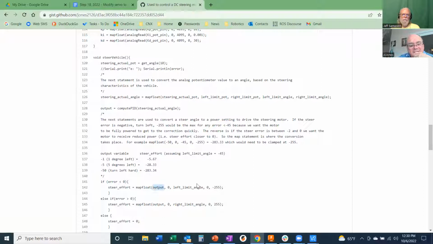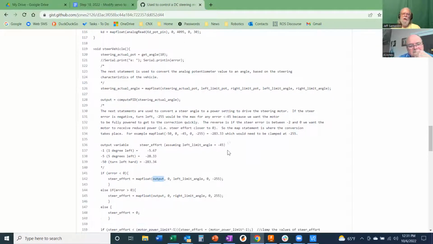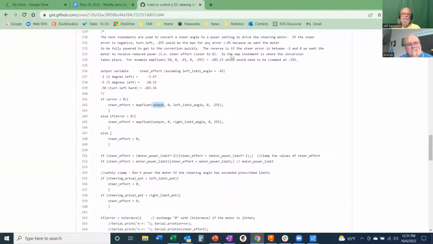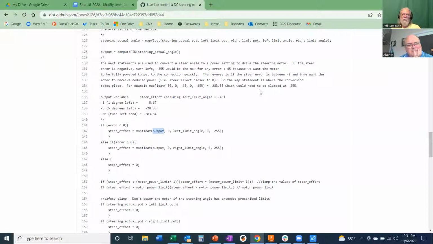Well, I mapped it. And my other point is you shouldn't map that. Don't map that to anything. That is, you take output and slam it into the motors. When you start mapping it, you're just adding more. You're working around the PID by doing that. So you just want to say output equals compute PID steering, and then clamp it at plus or minus 255 so the function doesn't complain. And then say if it's greater than 0, go one direction. If it's less than 0, go the other direction. So I'm not sure what all this other stuff is, and you have it here. It says if steer effort, blah blah blah. That's a safety clamp.